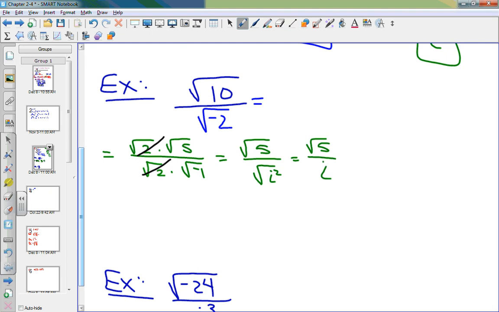Yes? However, can I divide by i? No. I can never have a radical or an imaginary number in the denominator. I separated them because negative 1 is i squared. You with me?